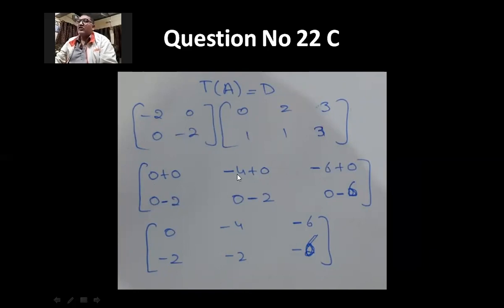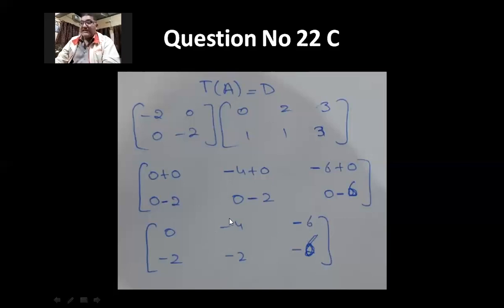So 0 plus 0 is 0. -4 plus 0 is -4. -6 plus 0 is -6. 0 minus 2 is -2. 0 minus 2 is -2. 0 minus 6 is -6. So these are the coordinates of the image, and the name of the image is D, triangle D.